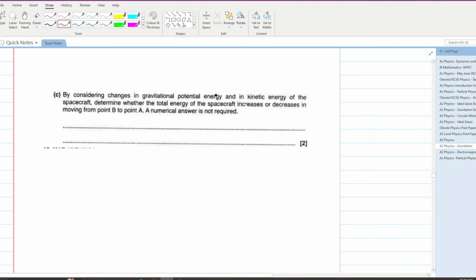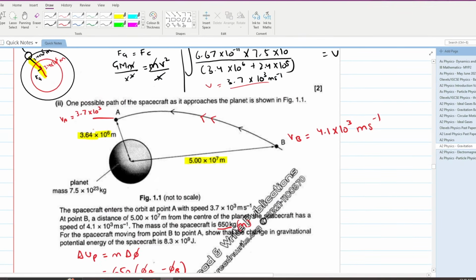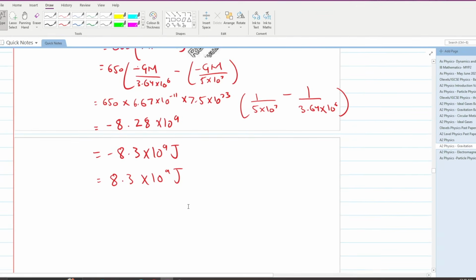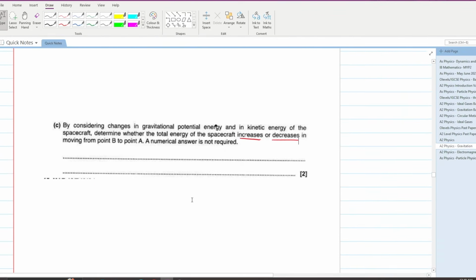By considering the changes in gravitational potential energy and kinetic energy of the spacecraft, determine whether the total energy of the spacecraft increases or decreases in moving from point B to A. Okay, when going from point B to A, what is the velocity doing? Decrease. So what would have happened to kinetic energy? Decrease. Gravitational potential energy, we just saw it was negative, meaning it is decreasing as you are going from point B to A. So what will you write here? As you go from point B to A, gravitational potential decreases, kinetic energy decreases, hence total energy decreases.